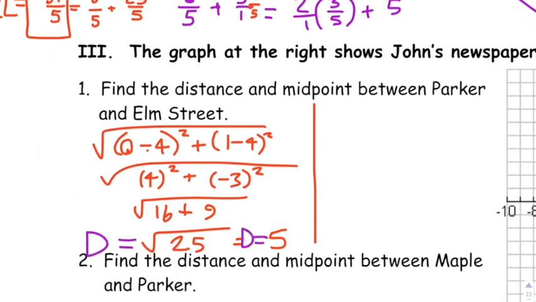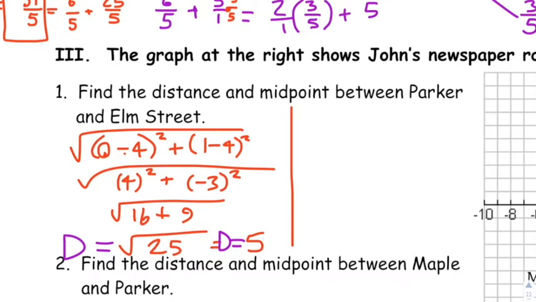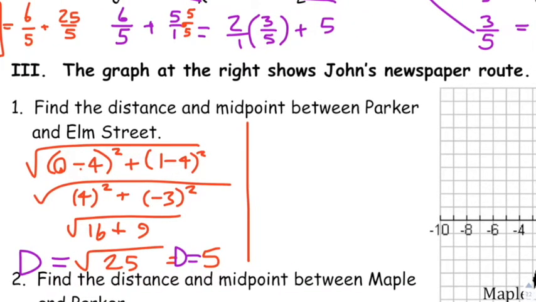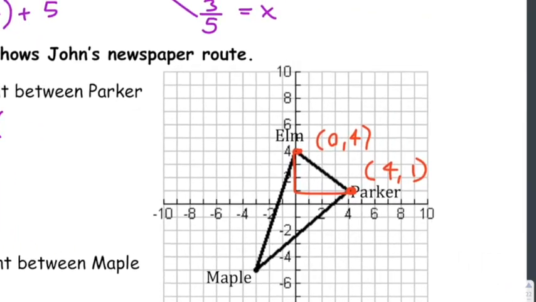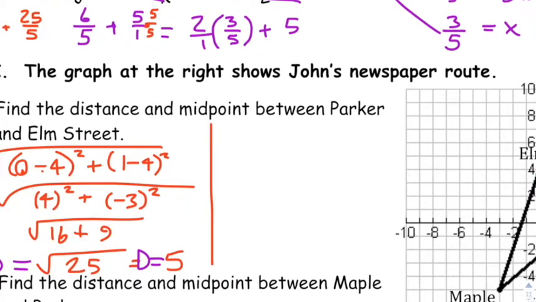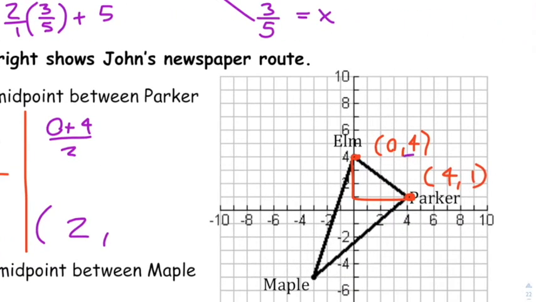I guess you could slide it in right there. D equals 5. Okay, midpoint. So remember, you're just averaging your x's. So your two x's are 0 and 4. So 0 plus 4 divided by 2. So that x coordinate is going to be 2. And the other one's 4 and 1. So 4 plus 1 divided by 2. So that's 5 halves. Or you could do 2.5.